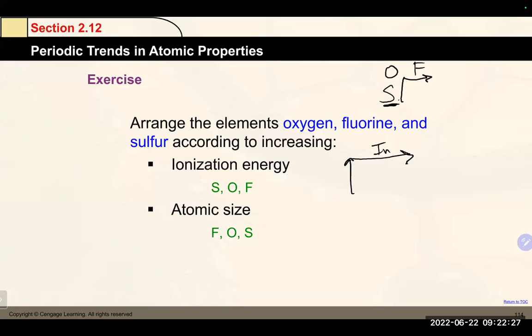In terms of size, size also decreases as you go up and to the right. So in this case, the smallest would be fluorine, and the larger one would be sulfur. Any questions on any of those there?